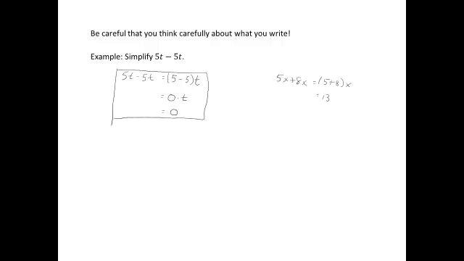The common error that students make is that they say 5t minus 5t, well the 5's cancel out, leaving you with just a t. Remember that the monomial t has a coefficient of 1, whereas the calculation 5 minus 5 ends up with a 0.